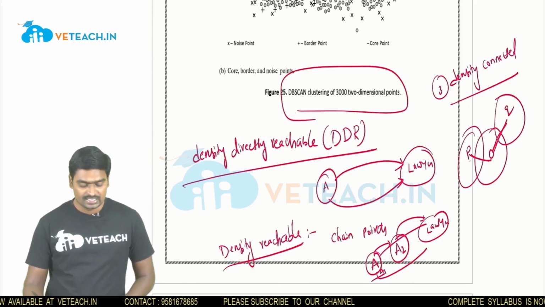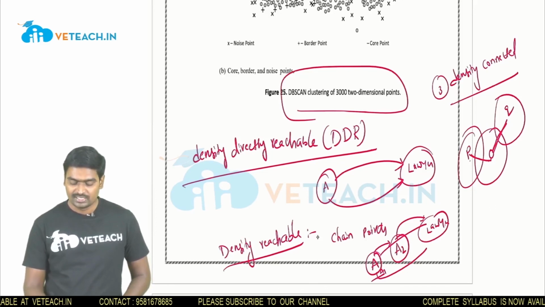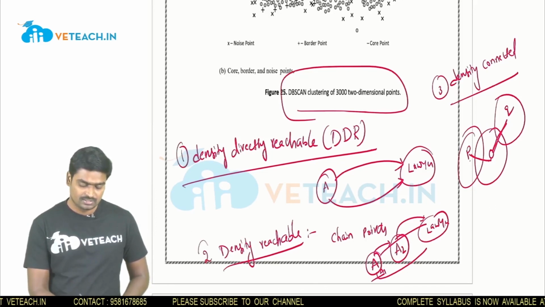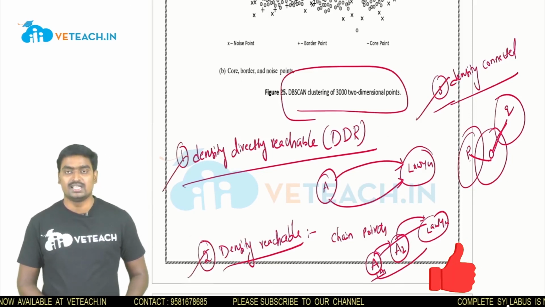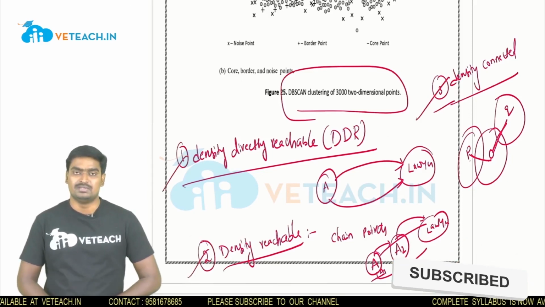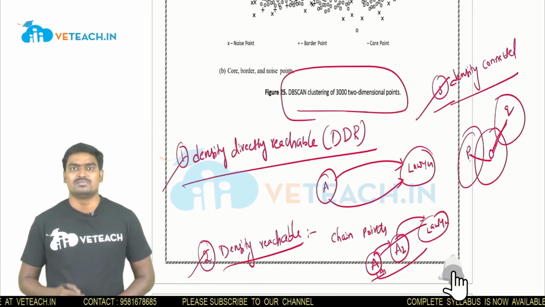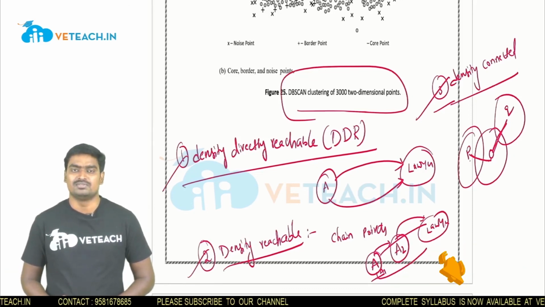And here these all are the applications of DBSCAN. First one, second one, third one. These three are the applications of DBSCAN. So this is the different types of DBSCAN systems I explained in this video. Thank you.